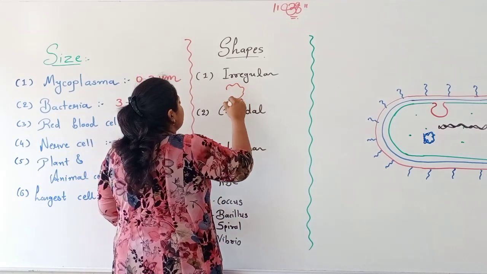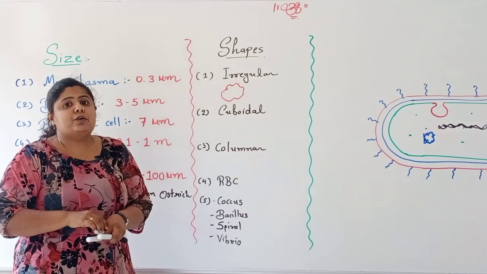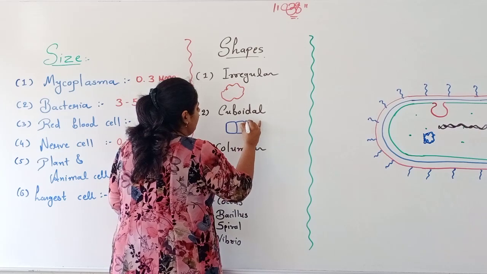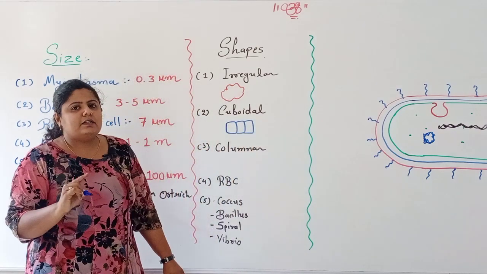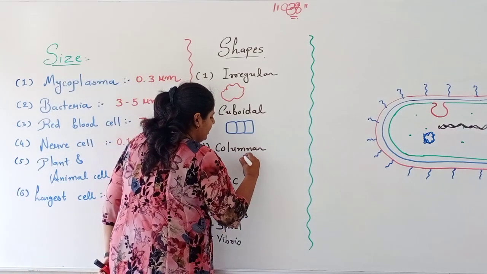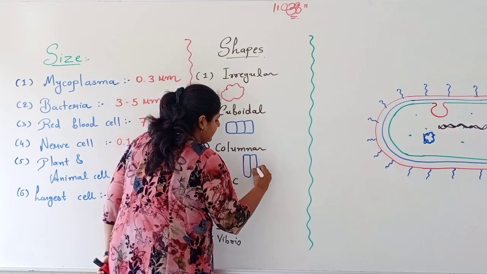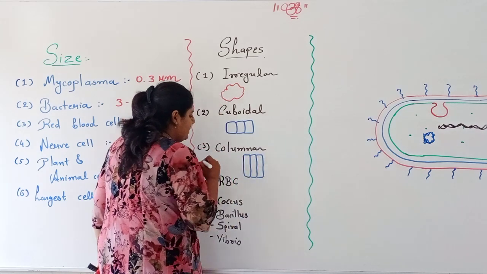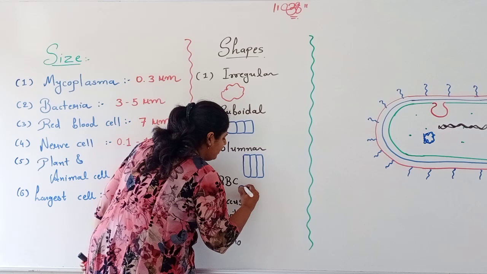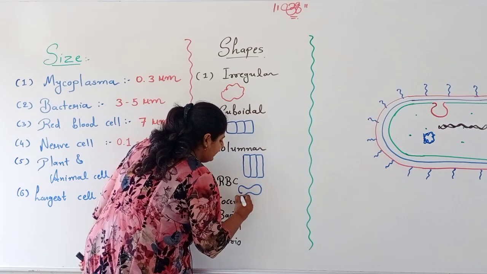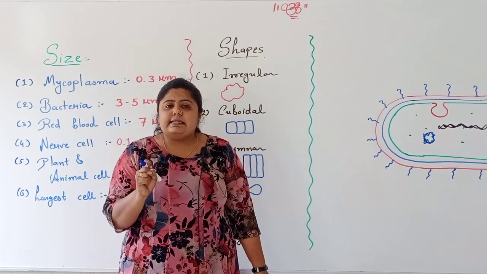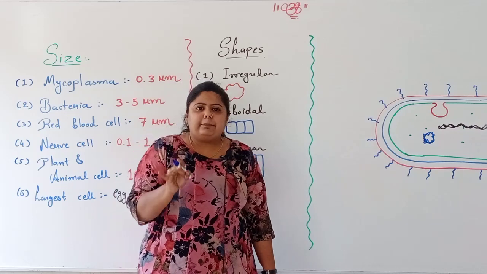Ready? So first of all, some cells are irregular like amoeba and WBC. They can change their shapes. Some cells are cuboidal, cube-like, like ice cube. Now what is the function of cuboidal cell? Either secretion or absorption. Columnar cell, column-like, pillar-like, long and thin. Same function, secretion and absorption. RBC, what is the shape of human RBC? Biconcave. Beta, why is it biconcave? Because due to this shape, RBC can easily transfer through small blood capillaries.